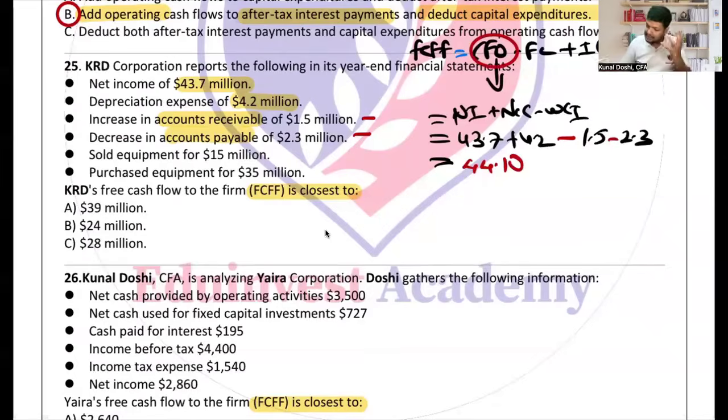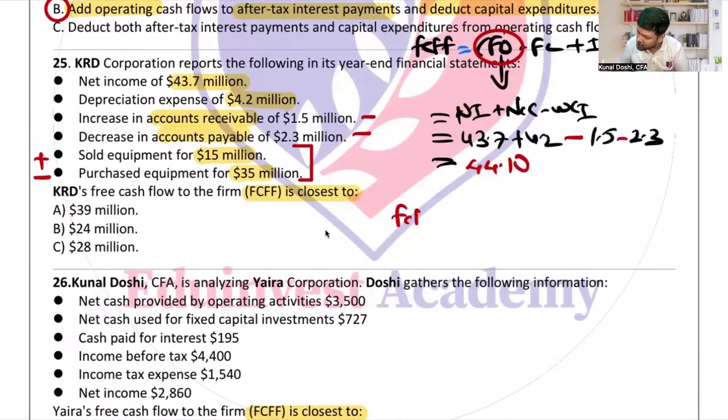Now I need to check CAPEX. CAPEX is inflow and outflow of property, plant, equipment, right? Sold is inflow, purchase is an outflow. So in my FCFF calculation, my CFO is 44.1, plus 15 and minus 35. Can I say this is minus 20, isn't it? So minus 20. Do we have any information about interest times 1 minus T here? No. That's it.